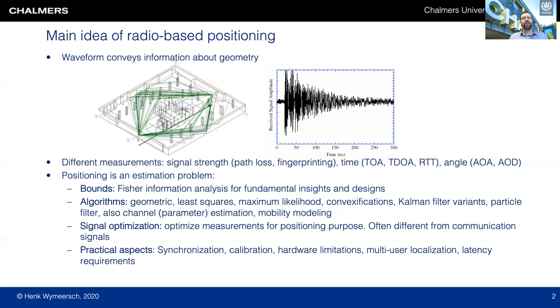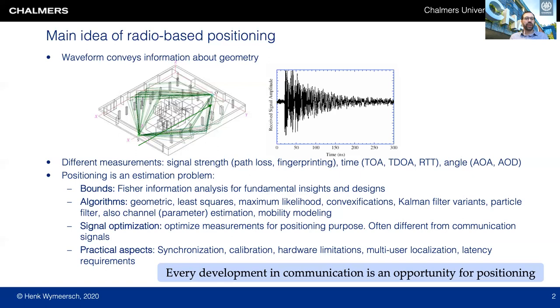The nice thing about working in the area of radio positioning is that whatever people come up with for communication, it was MIMO 30 years ago, then turbo codes, polar codes, then massive MIMO, millimeter wave, all these technologies, for each of them we can develop something for positioning. We can always reuse what people develop for communication and use it for positioning. So it's a kind of future-proof field, in the sense that as long as communication is developing, localization will as well.